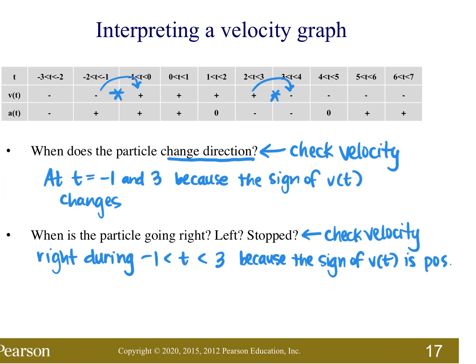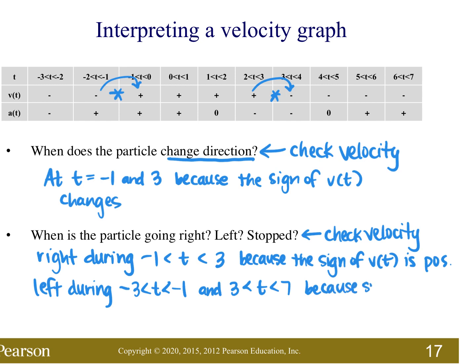And then it's going to the left during, and then we have 2 intervals it's going to the left. It's going to the left from -3 up to -1, and it's also going to the left from 3 till the end, 3 to 7, and you would say because the sign of v of t is negative. These are called justifying your answers, giving a reason for why it is what it is.